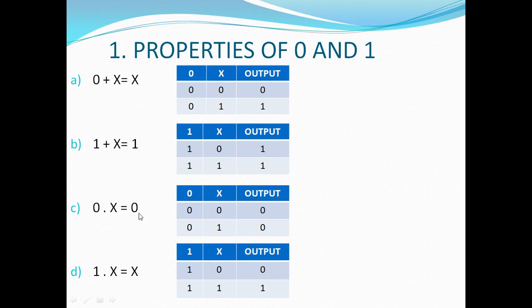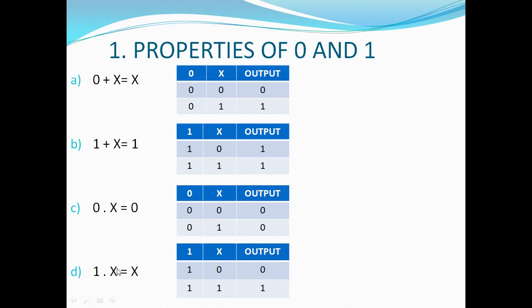The third property says that whenever any input, either 1 or 0, is multiplied with 0, the output is also 0. Two possible values of x, 0 and 1. Whenever multiplied with 0, the output is always 0. 0 into 0 is 0, and 1 into 0 is also 0. Hence, this property is also proved.